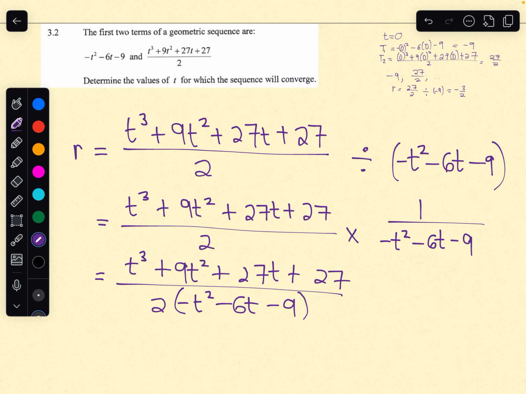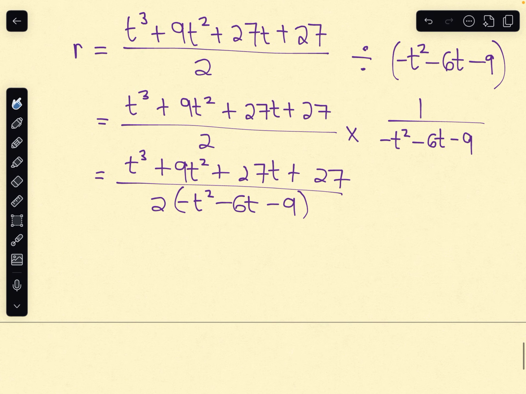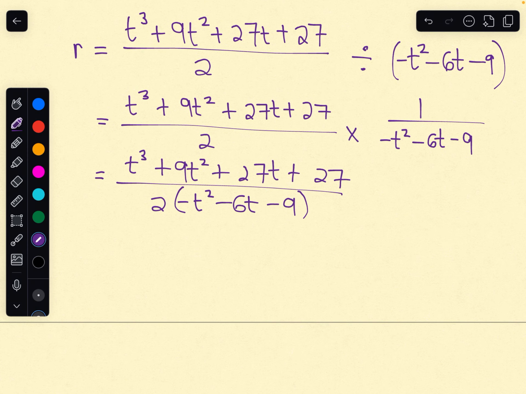Okay, and the question is, how do we even simplify this? I'm going to do this in 2 ways. The first thing that I'm going to do is factor out this negative, so it's just going to be t squared plus 6t plus 9.